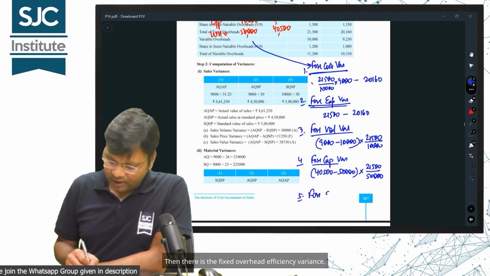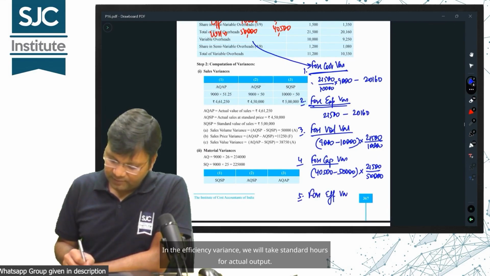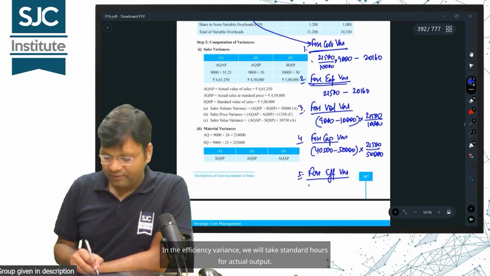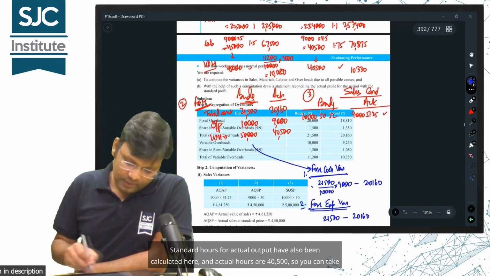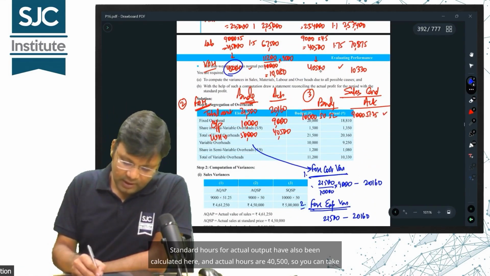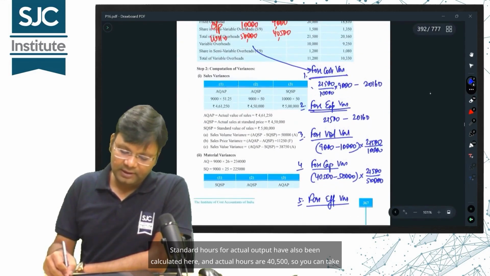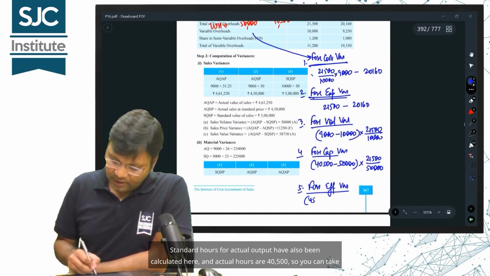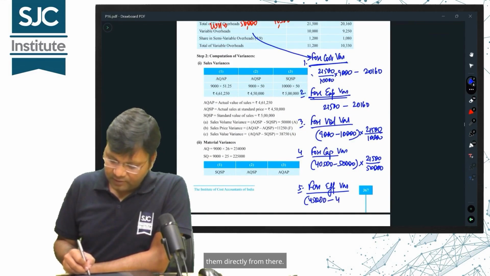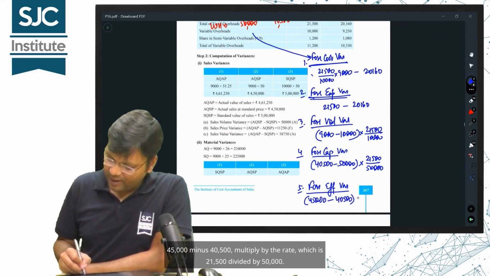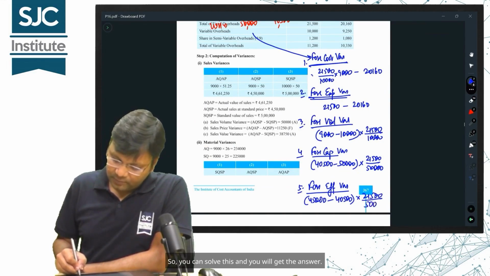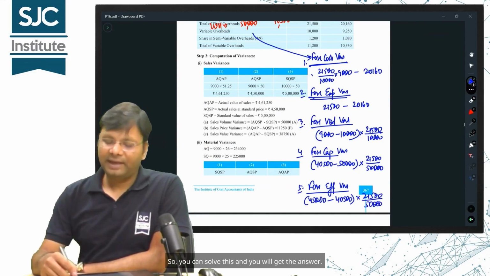Then there is the fixed overhead efficiency variance. In the efficiency variance, we will take standard hours for actual output. Standard hours for actual output have also been calculated here, and actual hours are 40,500, so you can take them directly from there. 45,000 minus 40,500 multiply by the rate, which is 21,500 divided by 50,000. So, you can solve this and you will get the answer.